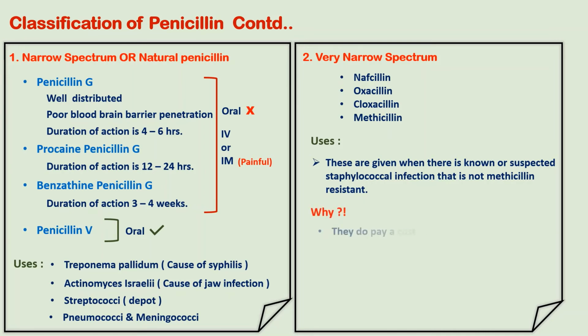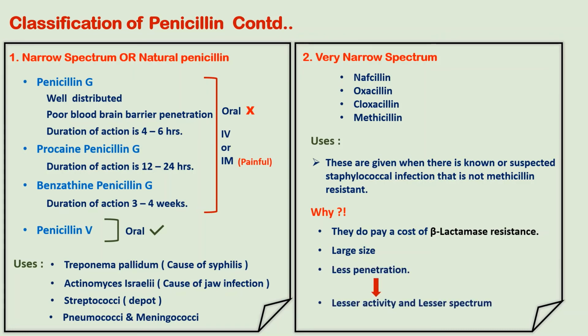They do pay a cost for beta-lactamase resistance. To make these agents beta-lactamase resistant, they are substituted with bulky R groups, which protects the bond from breaking. But by doing this, the molecules become very large and thus there is less penetration through the porins, which makes them very narrow spectrum antibiotics.